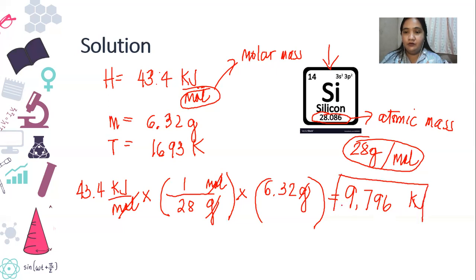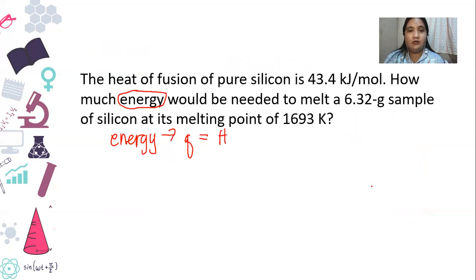Do you have questions about that? If there are questions, please note them down and then ask me during our face-to-face, or you can message me via our messenger chats. Is that what we're looking for? Yes, it's just looking for how much energy will be needed to melt a 6.32 gram sample of silicon at its melting point of 1693 Kelvin.